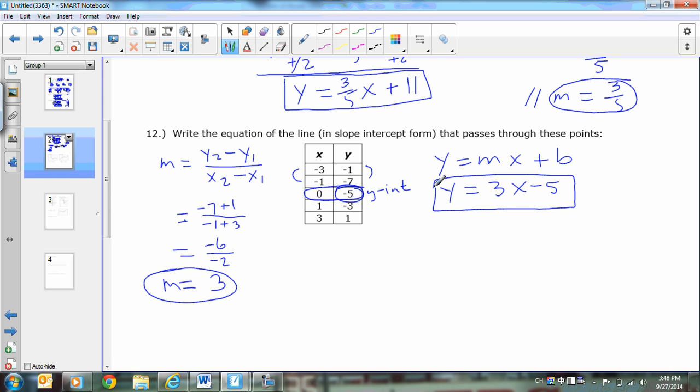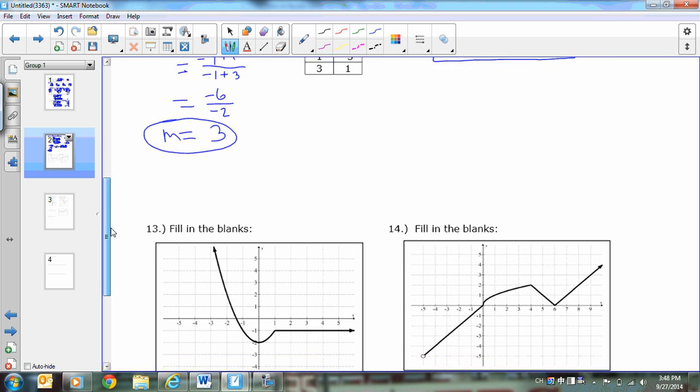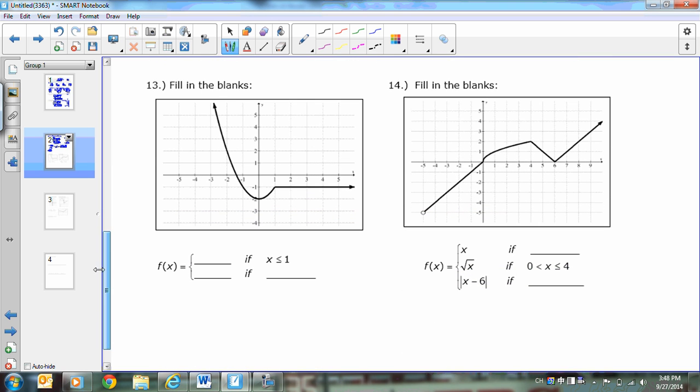All right, let's move on now to number 13. Now we're going to start talking about our piecewise functions. Okay, so number 13, we have a graph of a piecewise function. All right, and we need to fill in these blanks here. Okay, this graph is in pieces. We get different output values depending on the size of our input value.